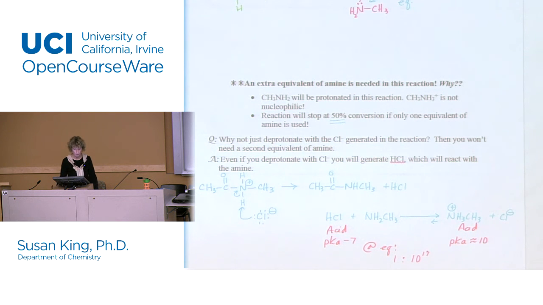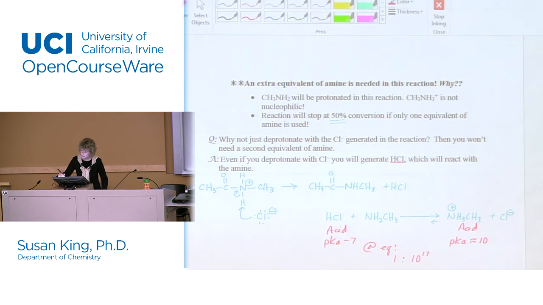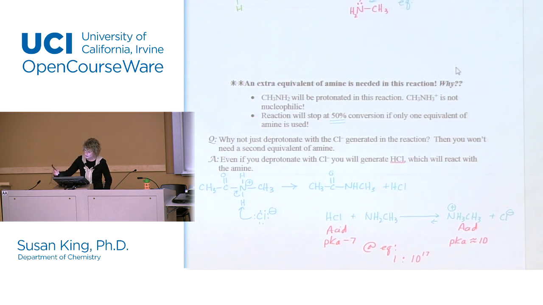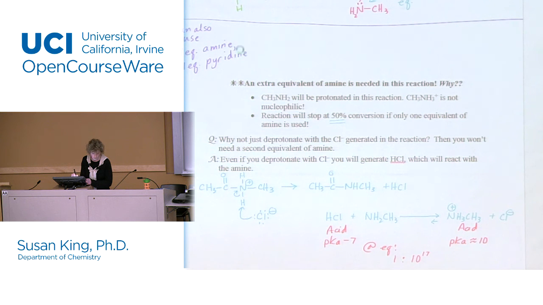We do need either two equivalents of amine, or there's another thing that you can do, and we did this back in chapter 18. I'll just draw it right up here, and you can draw it in the margin of your page. You can also use one equivalent of amine and one equivalent of pyridine, a non-nucleophilic base, instead of two equivalents of amine.